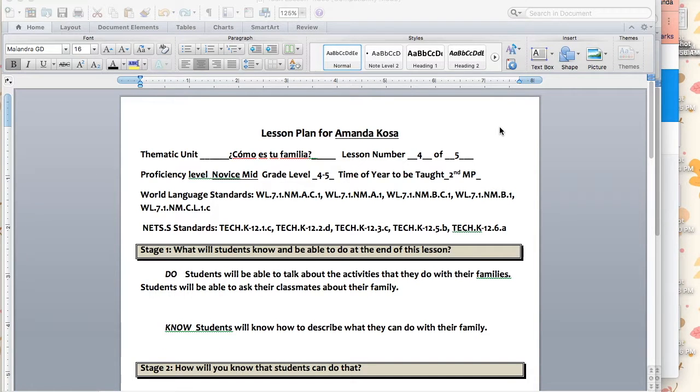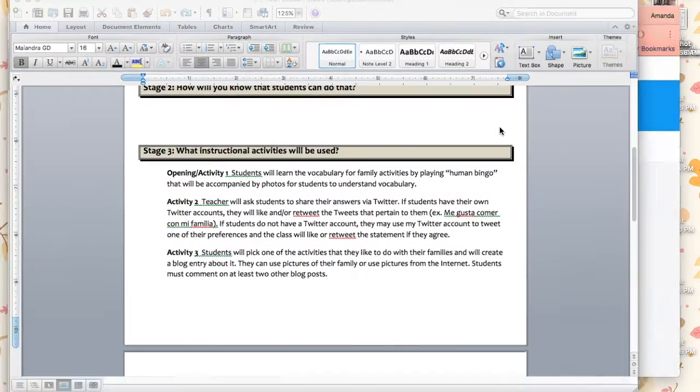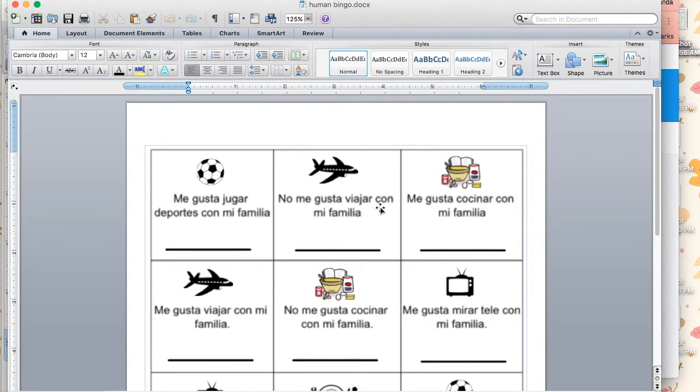In the fourth lesson of this unit, students will be able to talk about the activities that they do with their families and will be able to ask their classmates about their families. This lesson will be opened by them learning the vocabulary for family activities by playing a human bingo game, and this will be accompanied by photos so students can understand the vocabulary. So here's what that human bingo looks like.